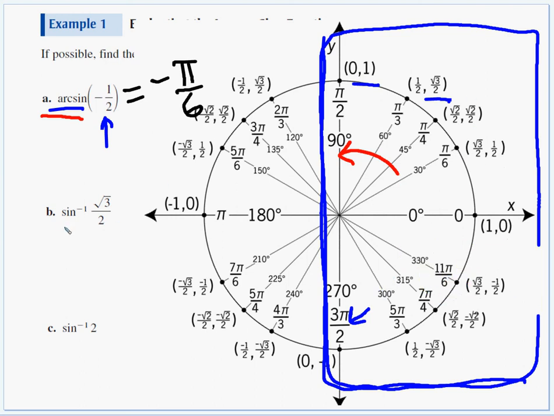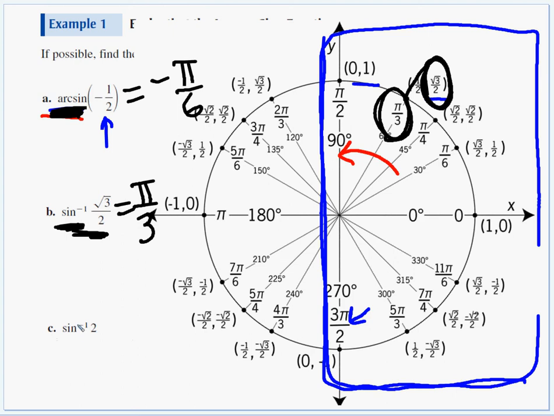Up next. Now notice here they went from arc sine to sine inverse. You know, it's the same question. These are interchangeable. So we want to find a y coordinate of positive root 3 over 2. So now we're definitely going to be in quadrant 1. Here is our y coordinate of root 3 over 2. What angle made it happen? Pi over 3. So the sine inverse of root 3 over 2 is pi over 3.